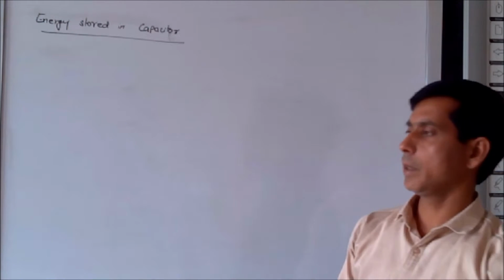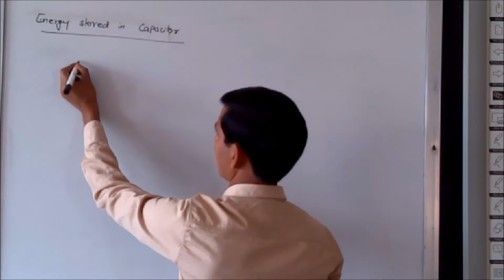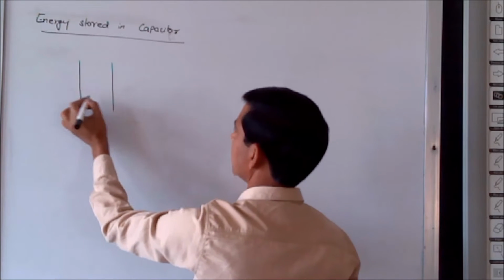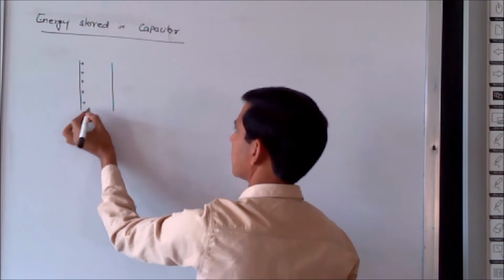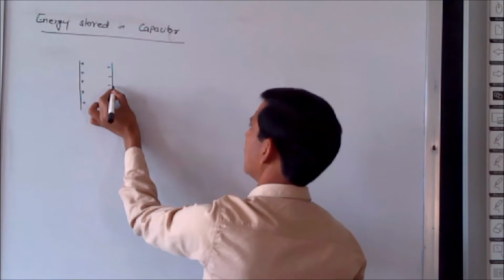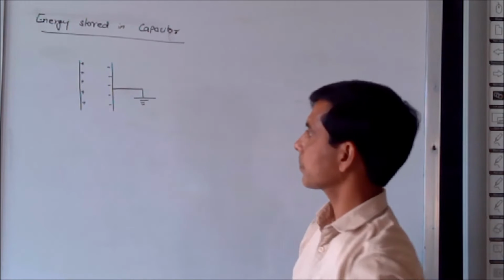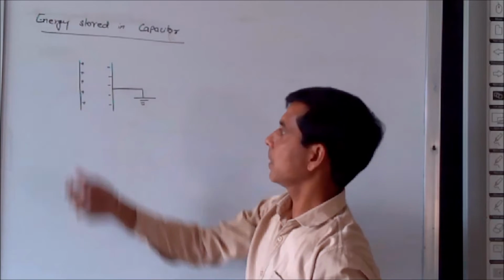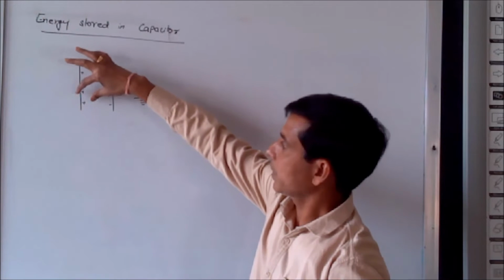Now we obtain the expression for energy stored in a capacitor. Suppose we have a capacitor having two plates A and B. Positive charge is given here. Due to induction, negative charge is induced, and the induced positive charge goes to earth. Initially, we observe that when charge is given to a capacitor, the potential rises up.